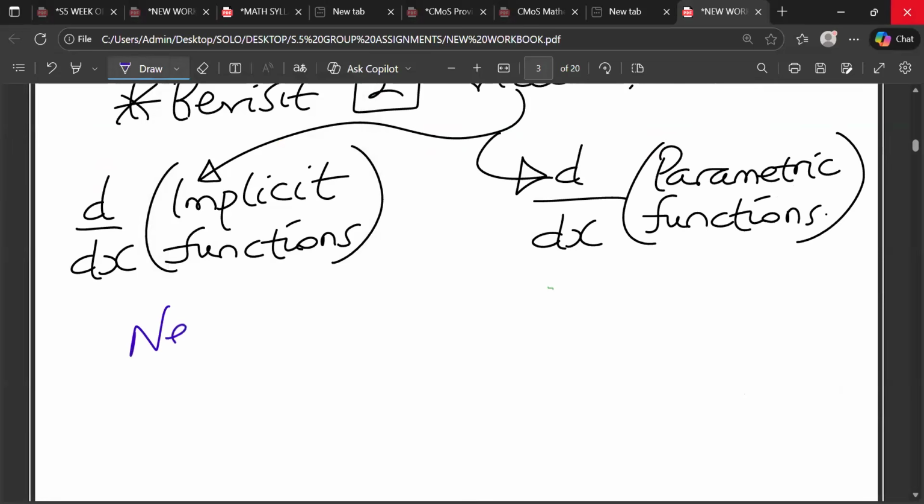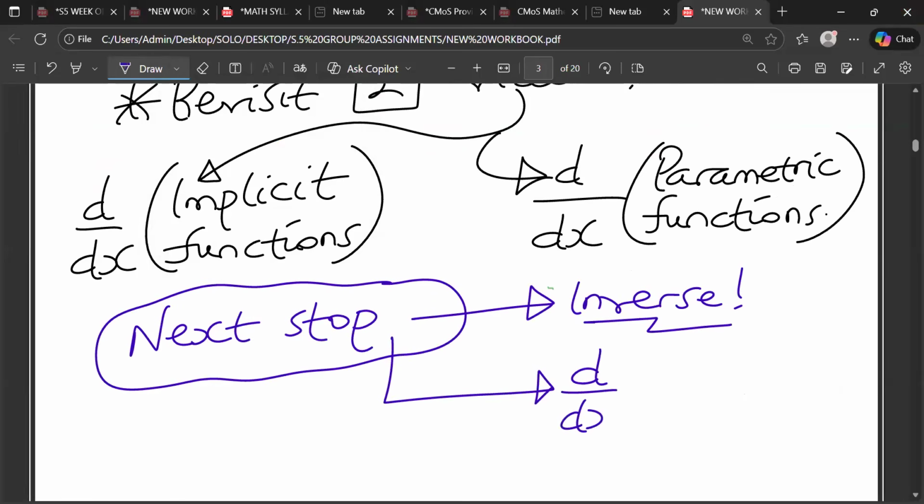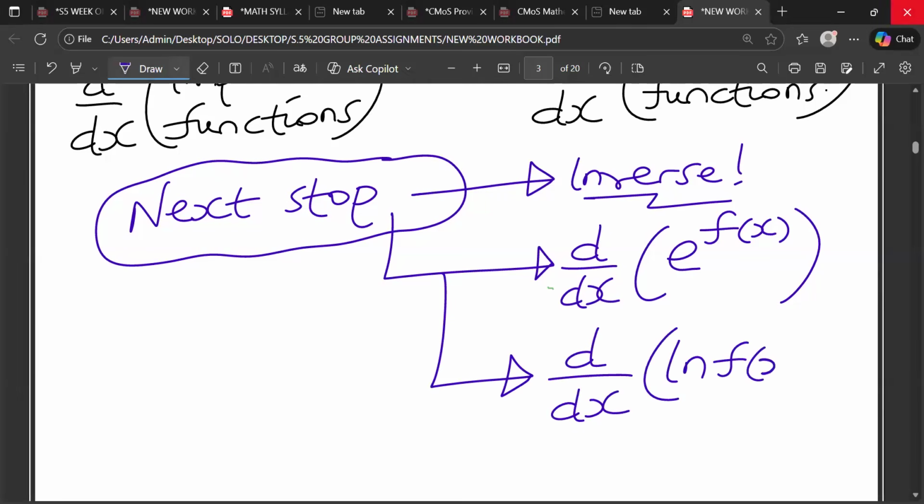So our next stop, I'll teach those things in one lesson. Our next stop, I'll teach inverse, because we don't have time. We are supposed to complete work, and I want you to go to integration. So in the same lesson, I'll teach inverse, then the differentiation of exponential functions, and I'll tell you how they are written. Then in that same lesson, I'll teach differentiation of the natural logarithms, or the logarithmic functions.